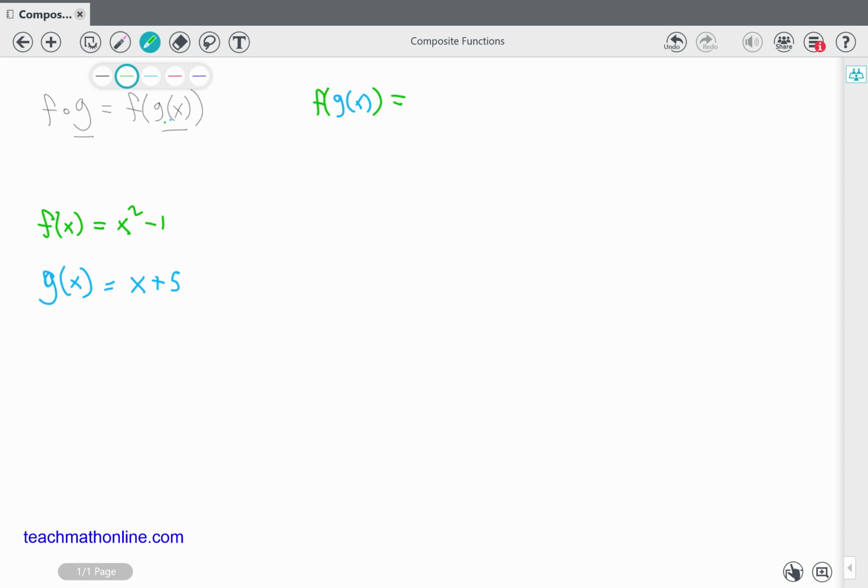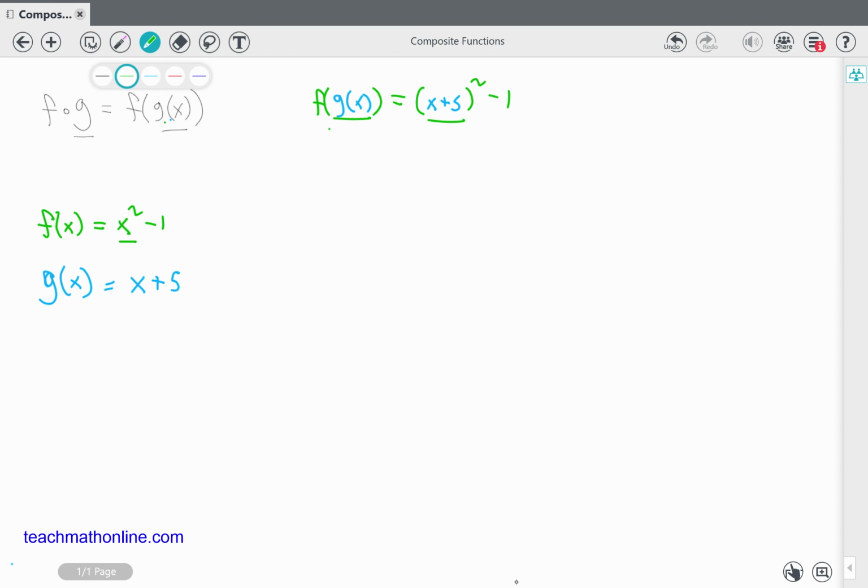let's plug g of x into every x position of f of x. So we would have (x plus 5) squared minus 1, because we took g of x and plugged it into the only x position, which is this x squared.